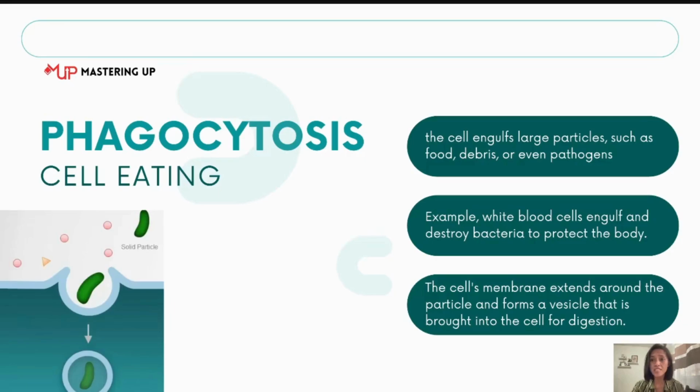Phagocytosis is the process by which a cell engulfs large particles such as debris, foreign substances, or microorganisms. The cell extends its membrane around the particle, forming a phagosome, or a vesicle containing the ingested material. This vesicle then fuses with a lysosome for digestion. An example is white blood cells like macrophages, which use phagocytosis to remove bacteria and pathogens.